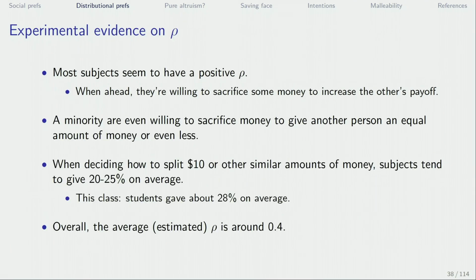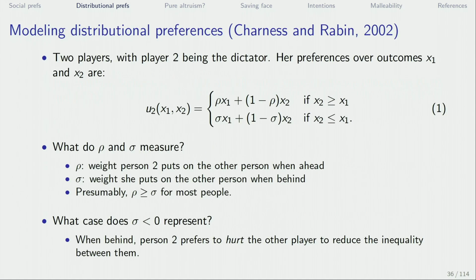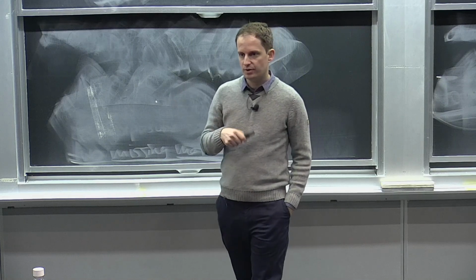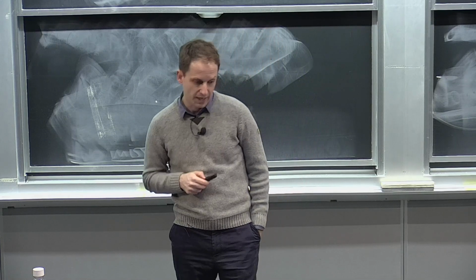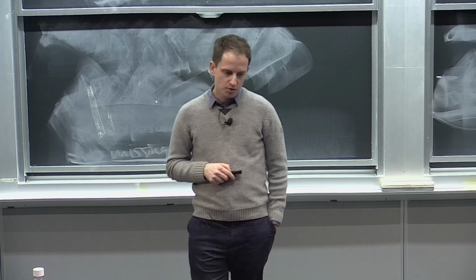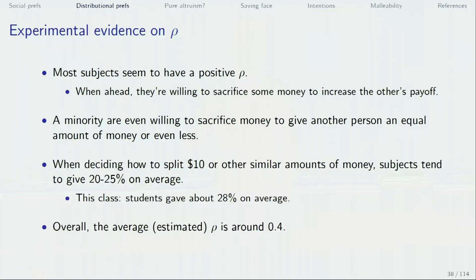So now, what's the experimental evidence on rho and sigma? Just to remind you, rho is the weight that you put on the other person if you're ahead. Sigma is the parameter on the other person when you're behind. So when people are ahead, most people seem to have a positive rho. People usually tend to be willing to sacrifice some money to increase the other person's payout.